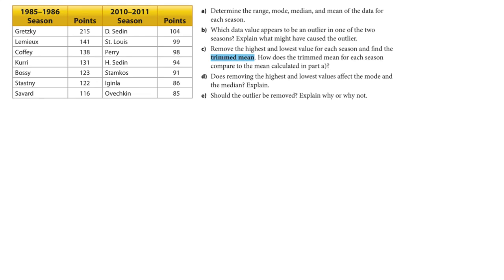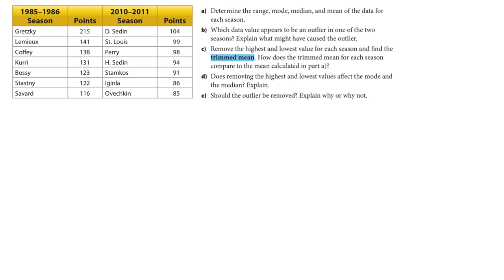In this section, we're going to continue to look at measures of central tendency, like the mean, median, and the mode, but we're going to expand on that a little bit. So for example, we have a table here that shows the NHL point leaders for the 85-86 season and for the 2010-2011 season, and the points that they have.